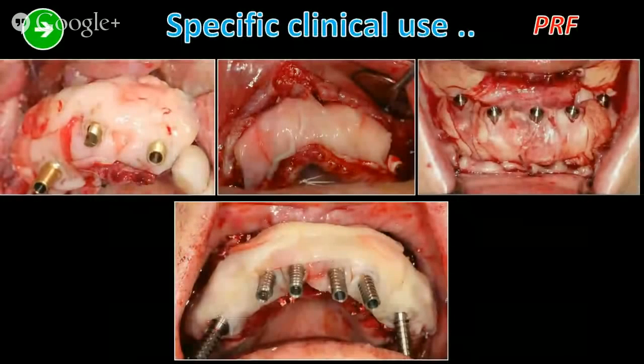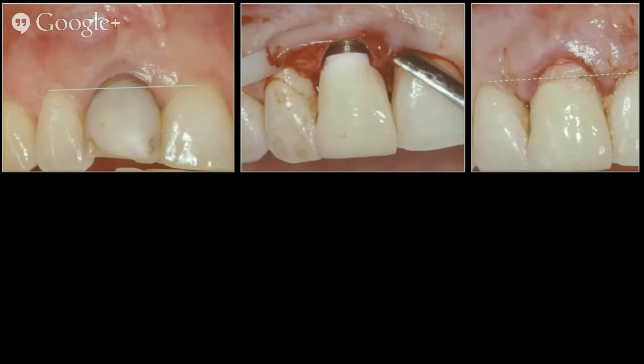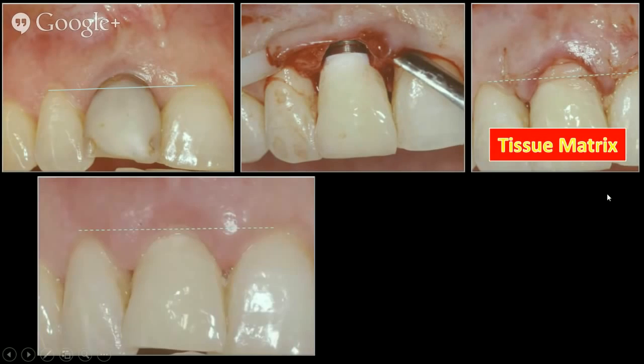In the clinic, when we do a flap, we know that we will have bone resorption. When we do a flap, we have to cover the site completely to protect the bone and to avoid bone resorption after a flap. The concept of the PRF is that the fibrin is a tissue matrix, and the PRF has to be used as a matrix and also as a recipient of growth factors. The concept of the matrix is that when we have a lack of tissue, we can put the fibrin here. And this fibrin, as it's the best matrix that we have in our body, will give us a new tissue.